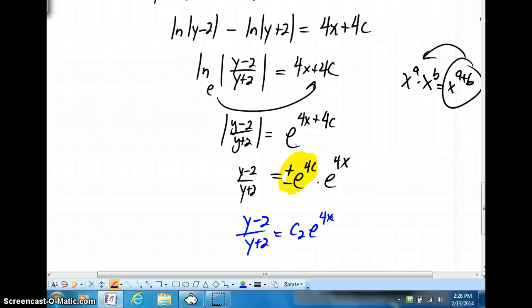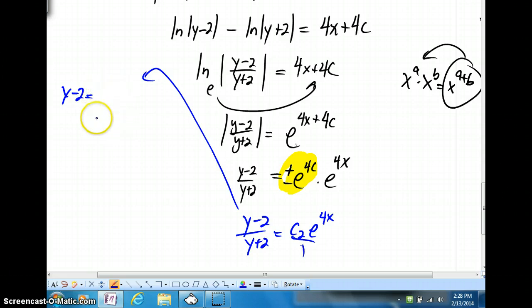Sometimes kids are just looking at this going, what's so crazy about this problem? I don't see anything that seems to be an issue. Well, how about we do a little cross multiplying over here? I'd get y minus 2 is equal to, well, I'd have to distribute. I'd get c2 e to the 4x times y plus 2 c2 e to the 4x. That's just doing a little cross multiplying, right?